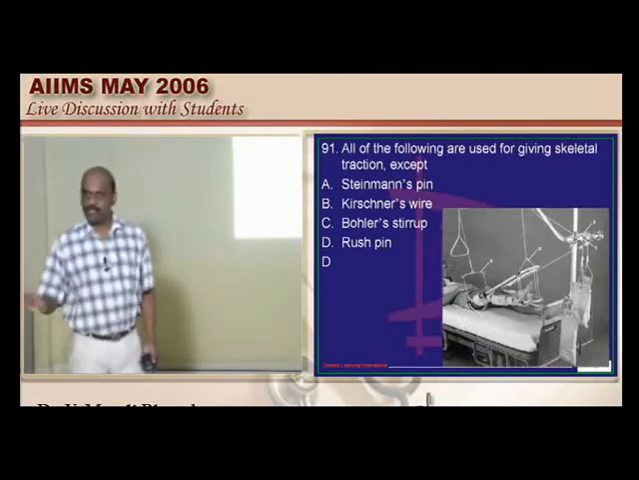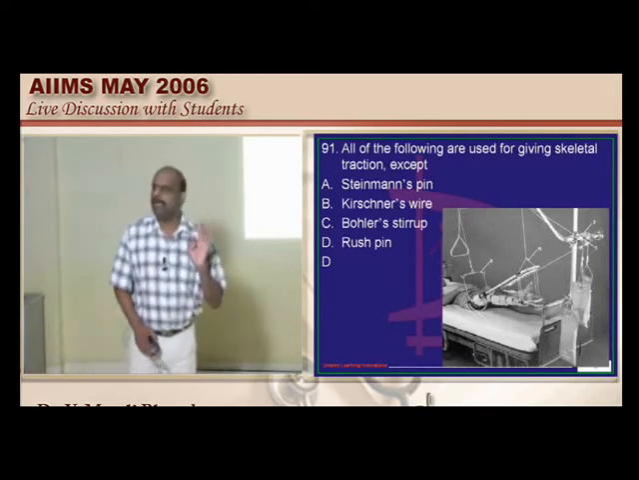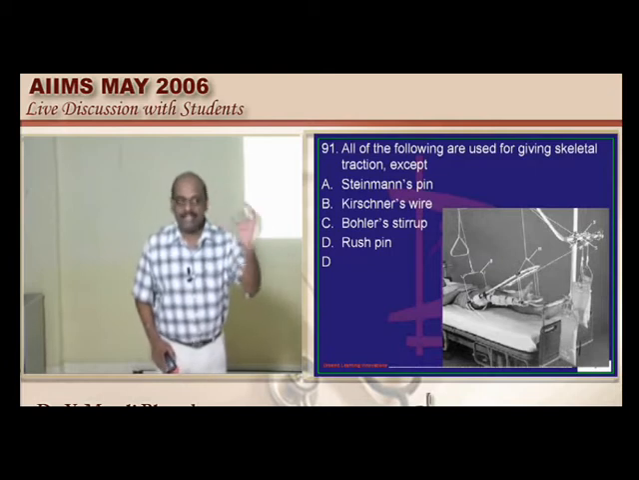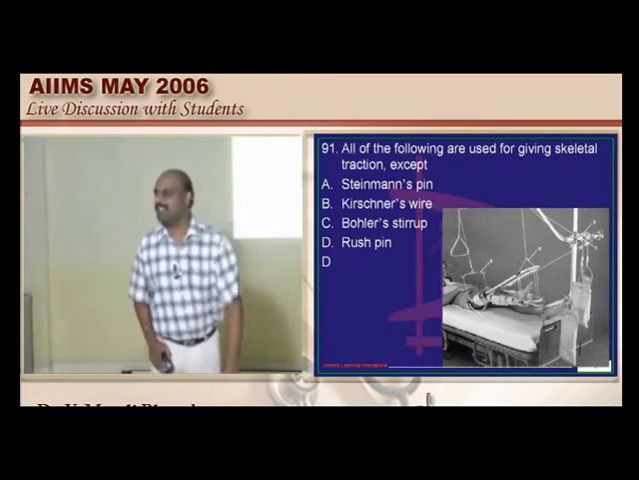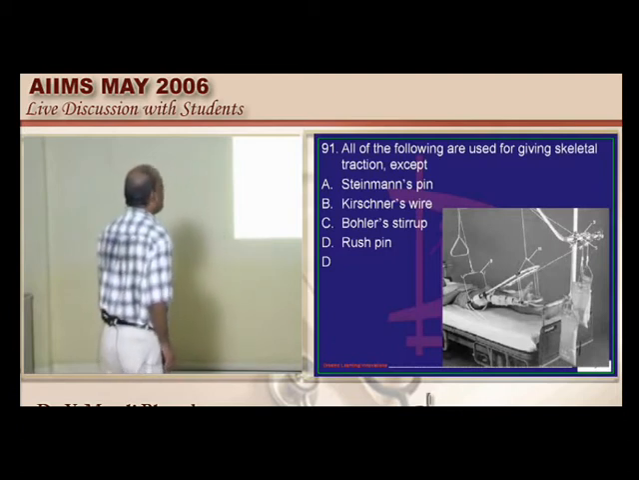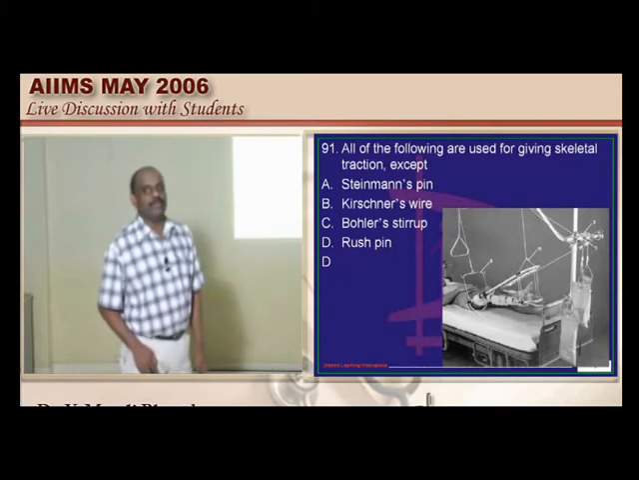So let's go to the next question. For the skeletal traction, a simple question which tests whether you did at least one dressing in the orthopedics posting or not is checked by this question. For the skeletal traction, which is the pin which is not used and which are used?